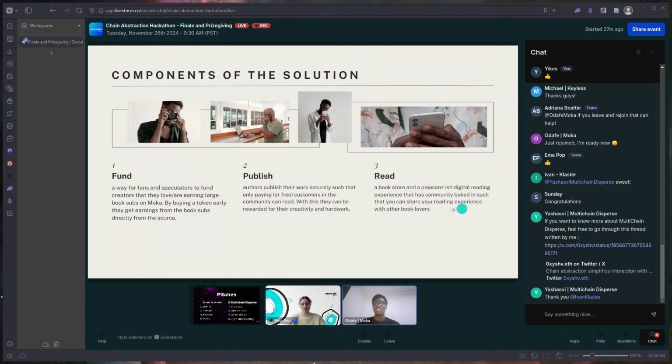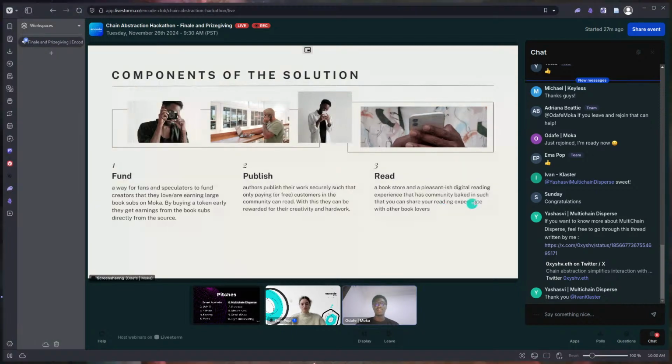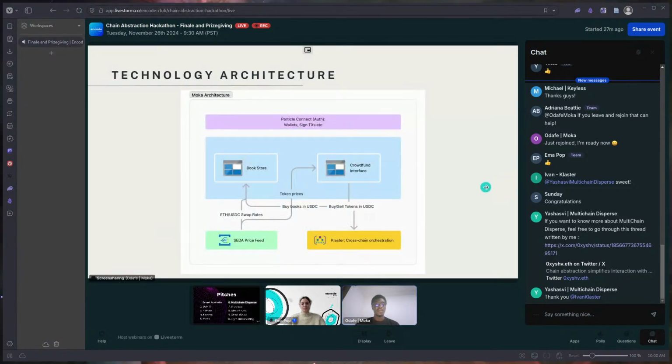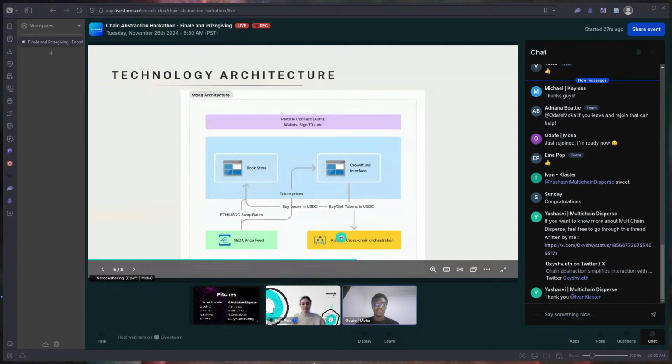Then it also has a book publishing platform and a reading platform. So this is the technology architecture. The main thing for MOOCA is to have a Web2-like reading experience. So we did that with Particle Connect, so you can sign up with your email. There's a bookstore where you pay for books in USDC, and it's almost gasless for users, right? And that's powered by Cluster.